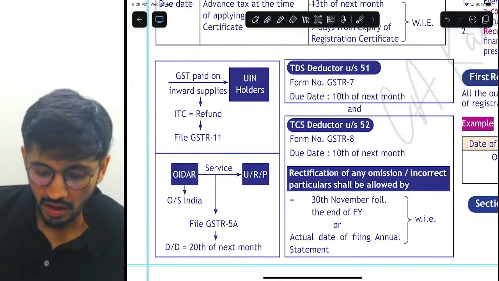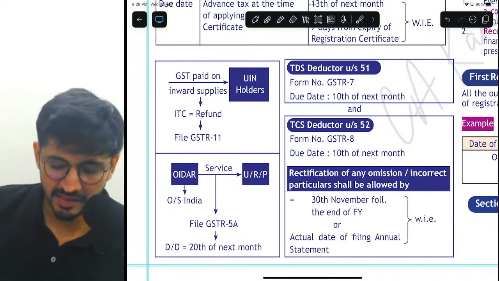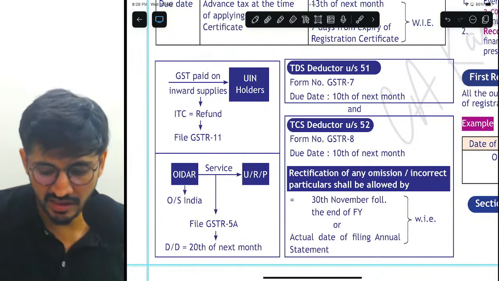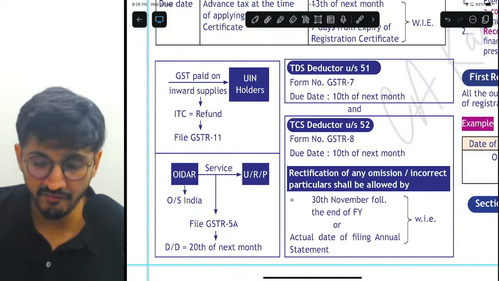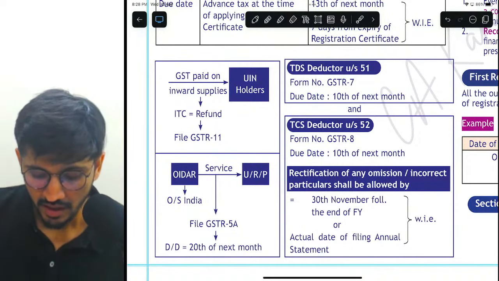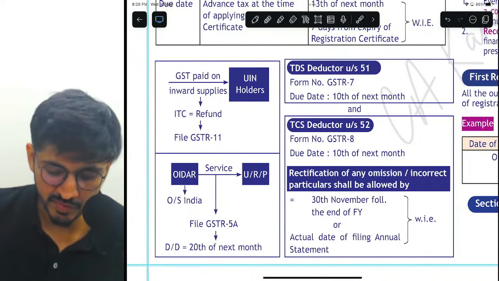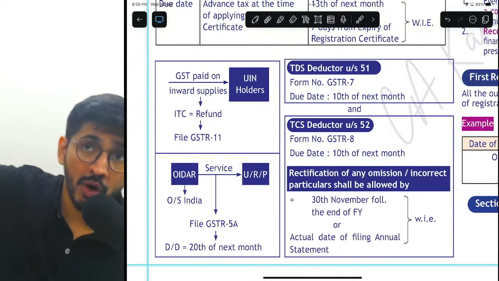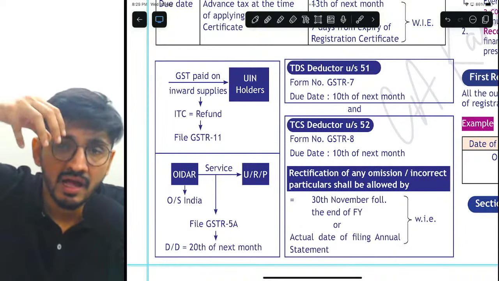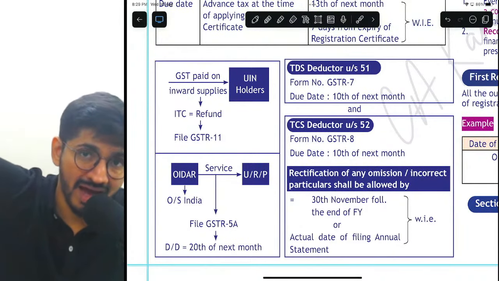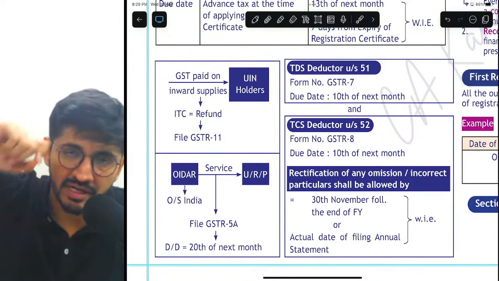Right. Now, when I talk about OIDAR suppliers, where the supplier is outside India and the recipient is an unregistered person in India, they will file GSTR 5A. The due date is 20th of the next month. So understand NRTP, non-resident taxable person, is a person who actually comes to India, does business, and then goes back, who has no fixed establishment in India.